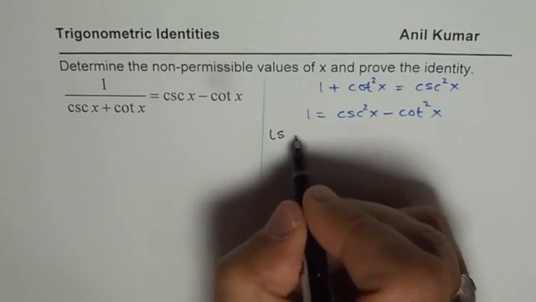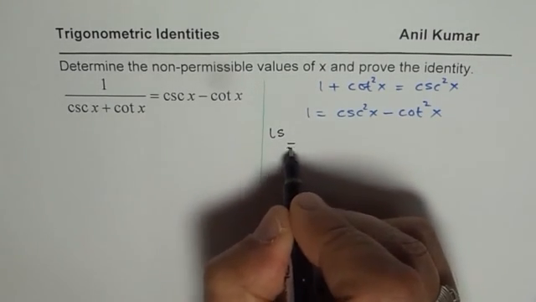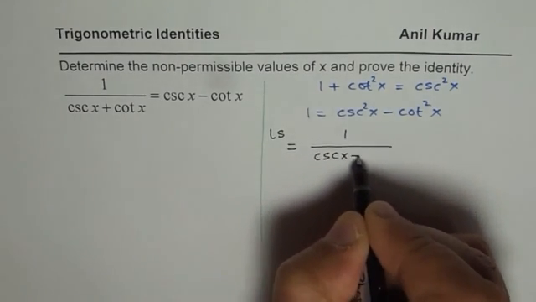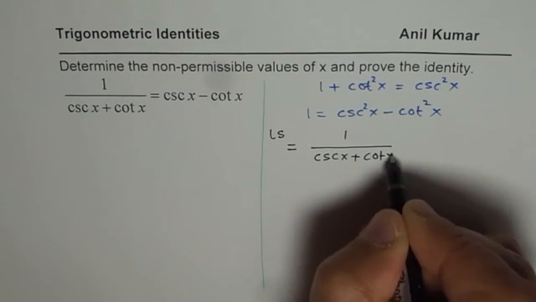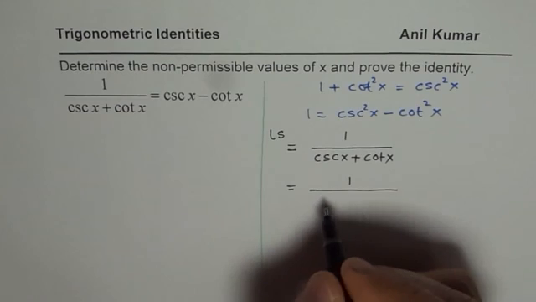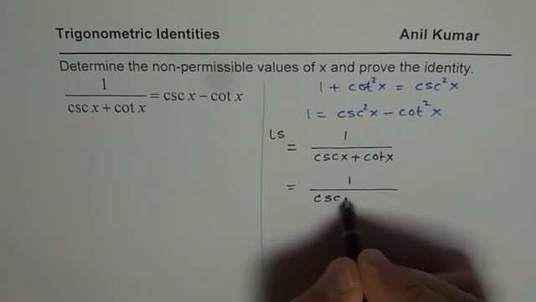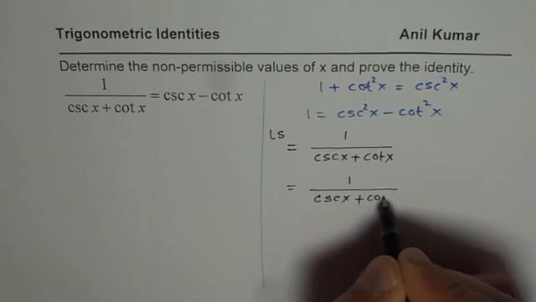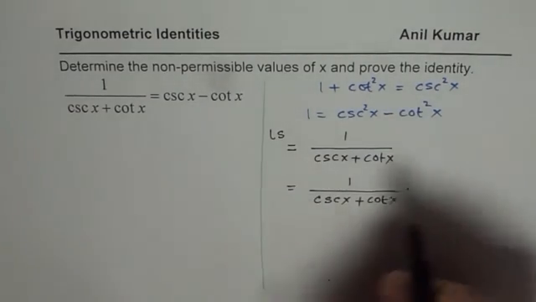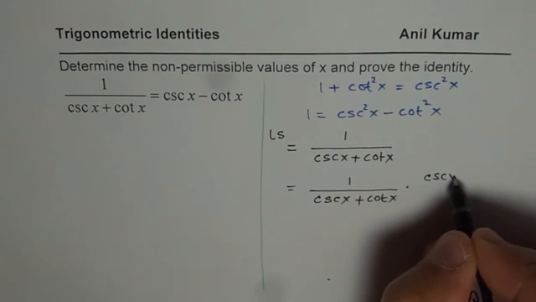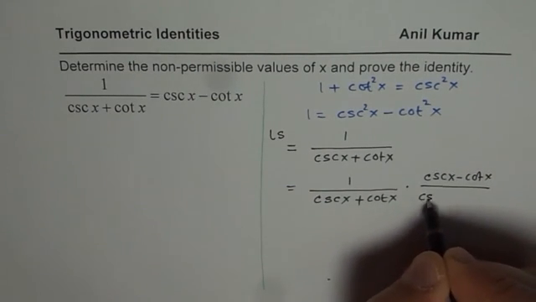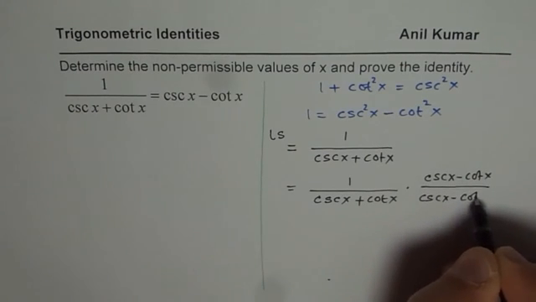So the left side is equal to 1 over cosecant x plus cot x. What I will do here is multiply and divide by one term. Do you know what term I should multiply and divide by to get this answer? I need this, right? So I'll multiply by cosecant x minus cot x, and also divide by cosecant x minus cot x, correct?